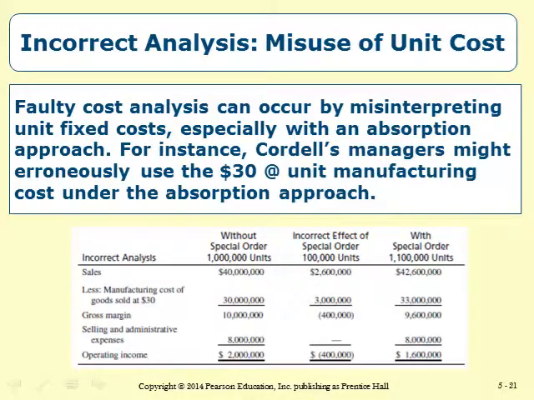Here we see an incorrect analysis, or a misuse of unit cost. Faulty cost analysis can occur by misinterpreting unit fixed costs, especially with an absorption approach. For instance, Cordell's managers might erroneously use the $30 unit manufacturing cost under the absorption approach, which would say, no, don't accept it if it's going to cost $30 to manufacture each unit versus the $26 sales price. We would say no under that approach, but that's faulty for the reasons indicated here.